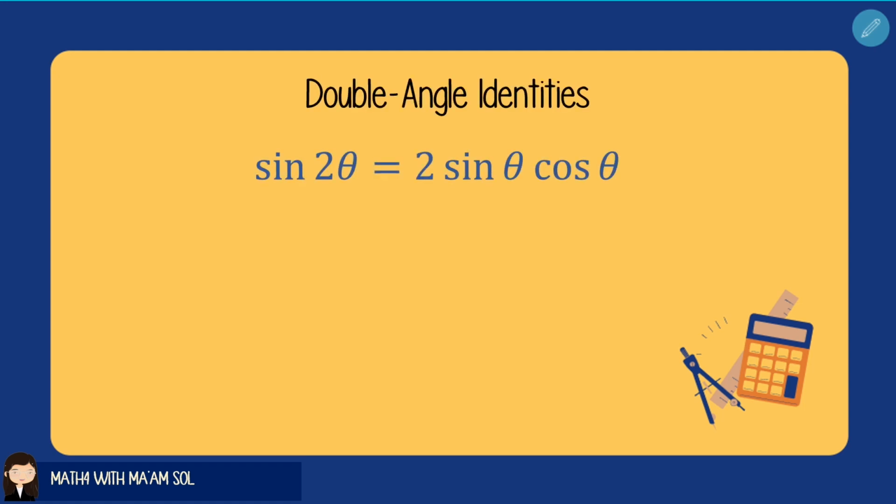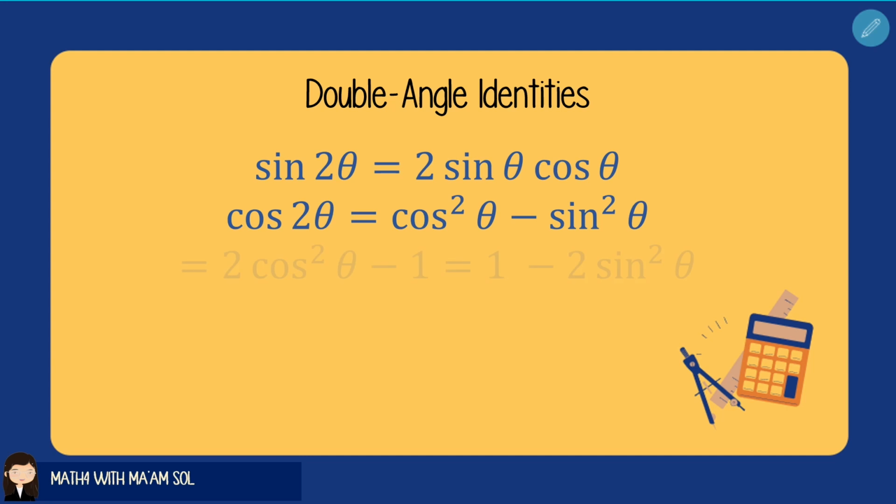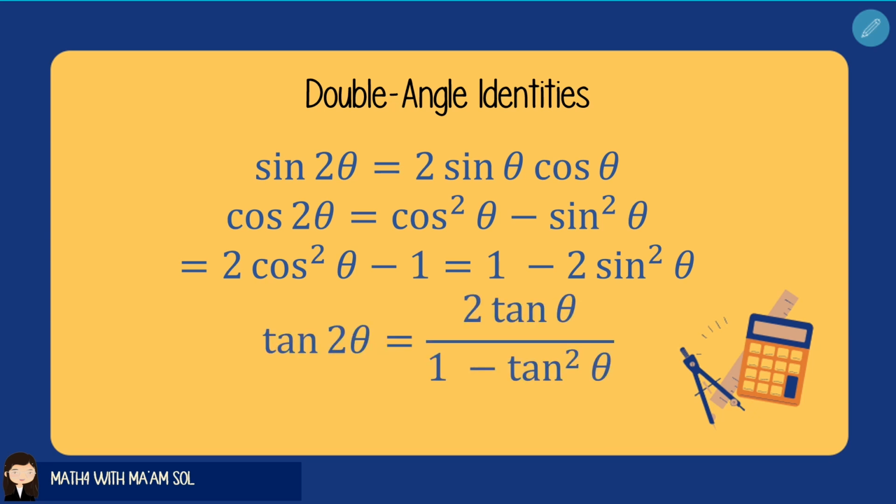Sine 2 theta is equal to 2 sine theta cosine theta. Cosine 2 theta is equal to cosine squared theta minus sine squared theta. Now we know the Pythagorean identity that sine squared theta plus cosine squared theta is equal to 1. Thus, cosine 2 theta can take on other forms such as 2 cosine squared theta minus 1 or also 1 minus 2 sine squared theta. And lastly, we have tangent 2 theta equals 2 tangent theta all over 1 minus tangent squared theta.